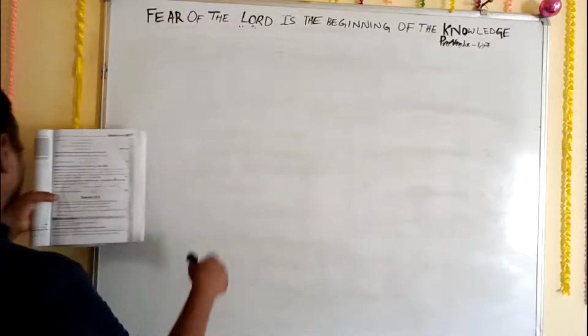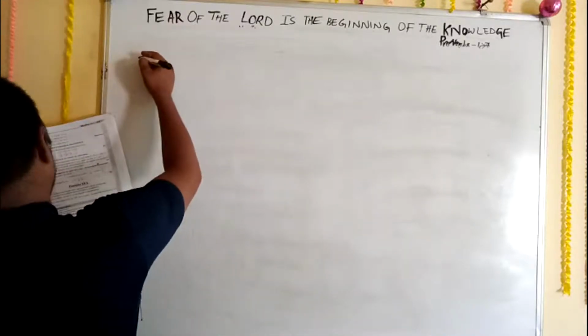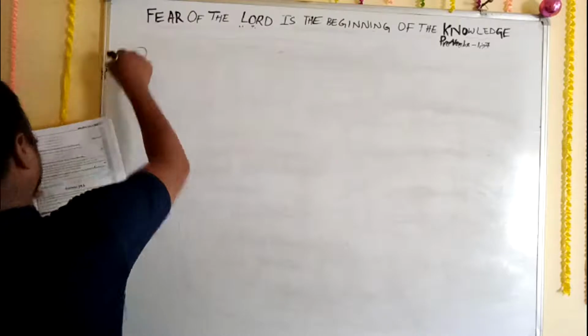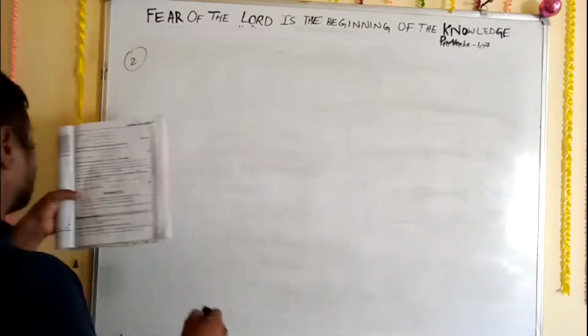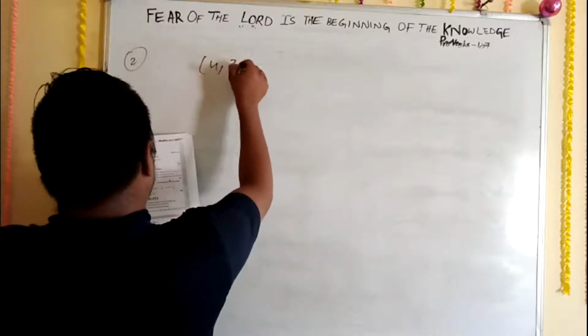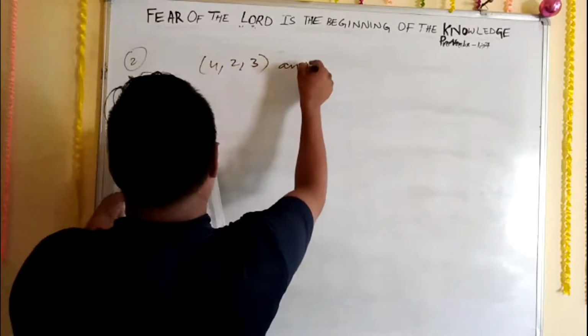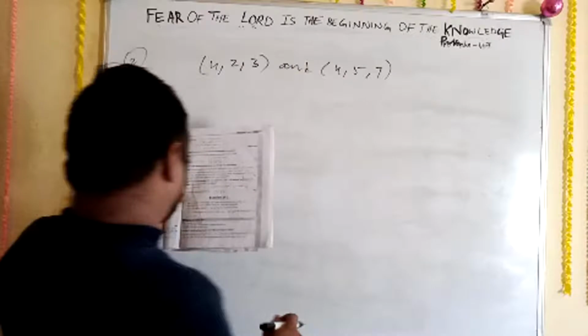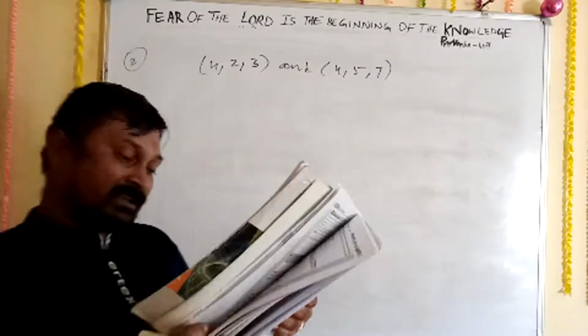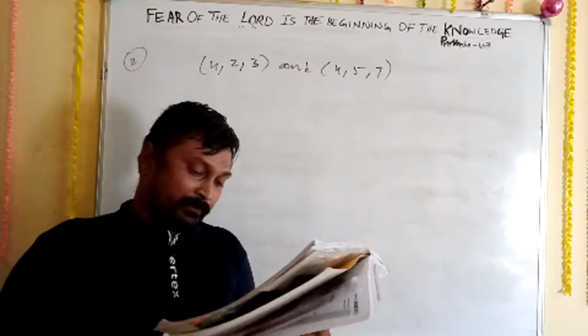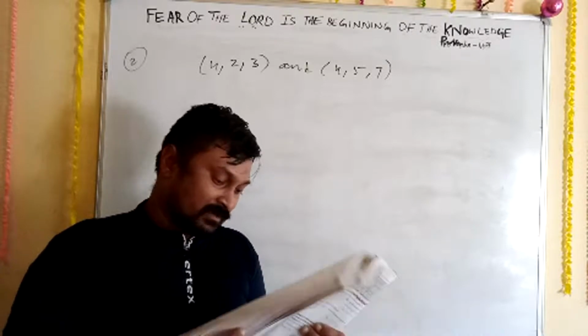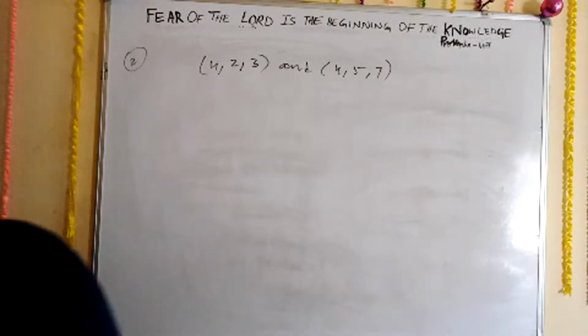All right, now we go for our second question. Find the direction cosines of the line joining points (4, 2, 3) and (4, 5, 7). So how to find this?